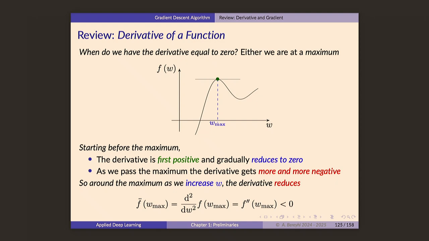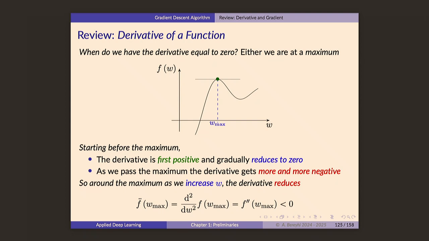Clear? So if you have a function and you take the derivative and you find the point where the derivative is 0, then you can take the second derivative and check its sign. If that one is negative, then it means that your function has a maximum. Clear? Everybody's clear?